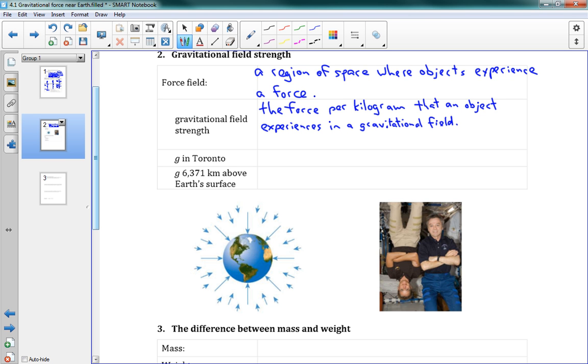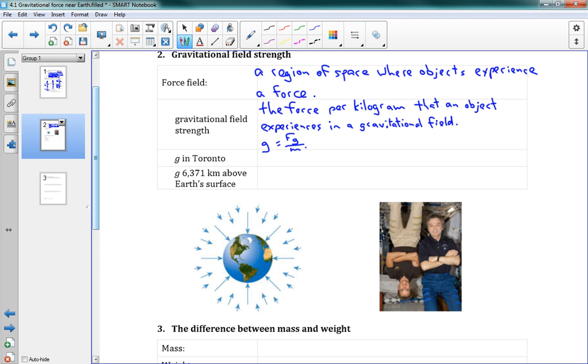Okay, so for every kilogram that I have, it tells me how much force I will experience because of those kilograms. Now, our variable is called g, lowercase g, and it equals Fg over m. And yes, this is the exact same g that we've been seeing before, our 9.8 meters per second squared g. That describes how much force we experience.